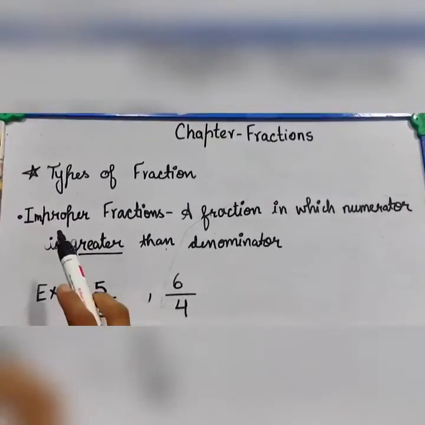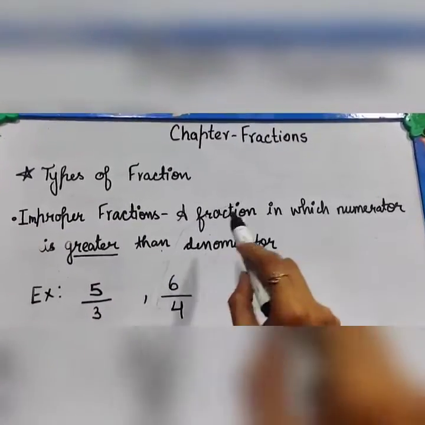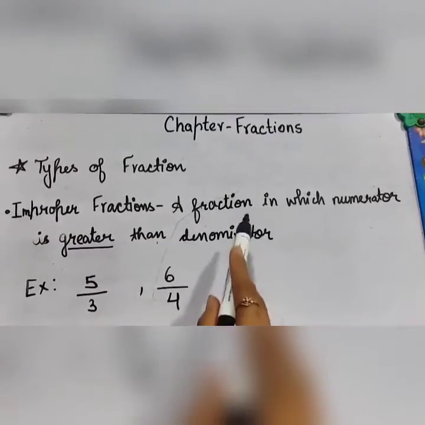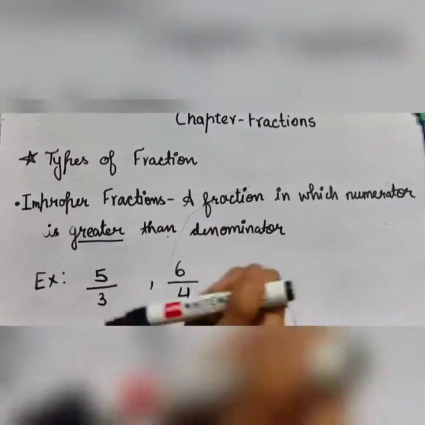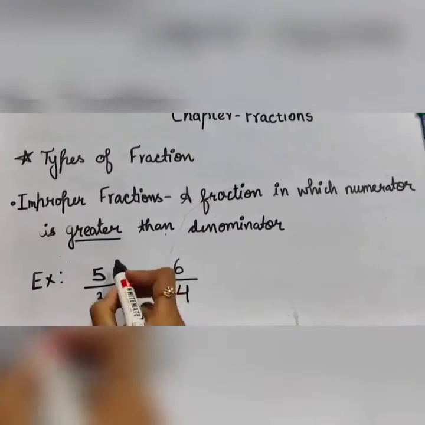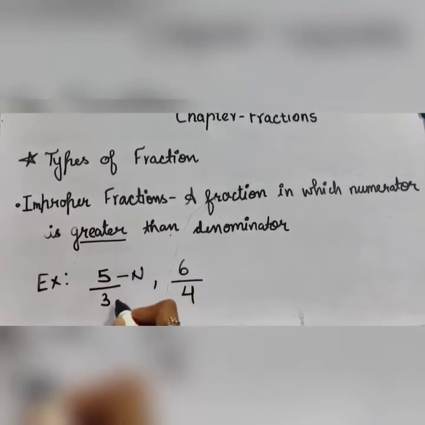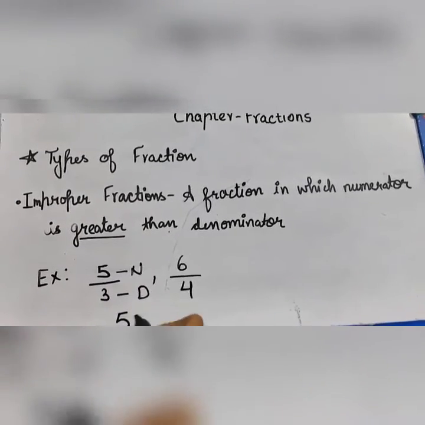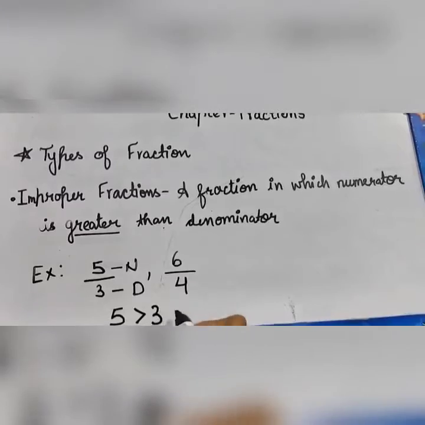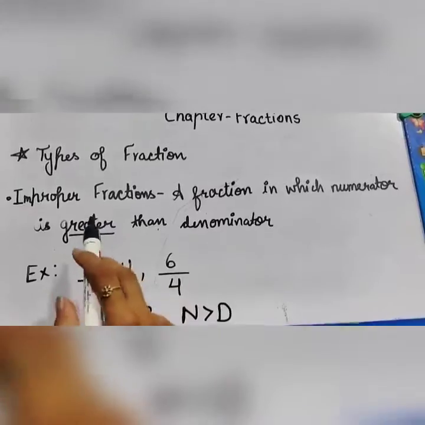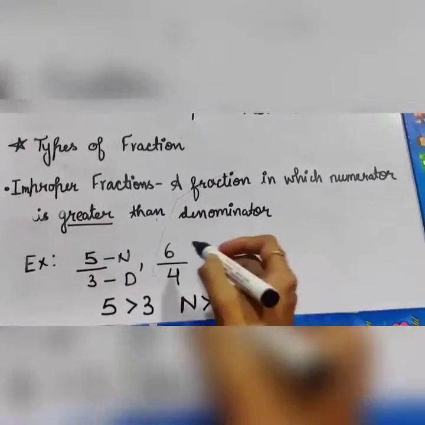Our next type is improper fraction. A fraction in which numerator is greater than denominator, then it is an improper fraction. Like examples are 5 upon 3. So here 5 is the numerator and 3 is the denominator. So here 5 is greater than 3. That is numerator is greater than the denominator. So it is an improper fraction.